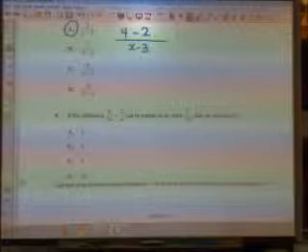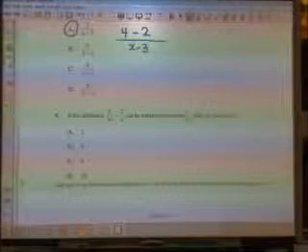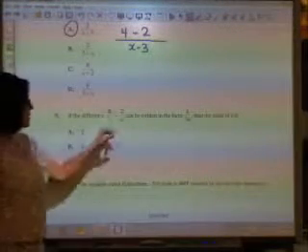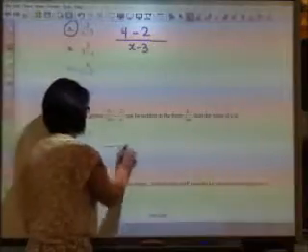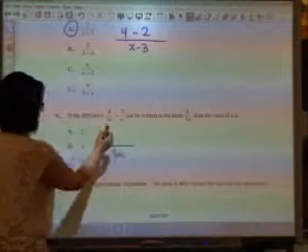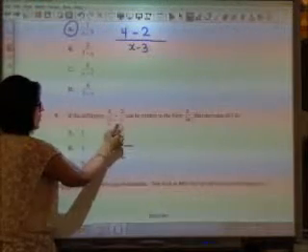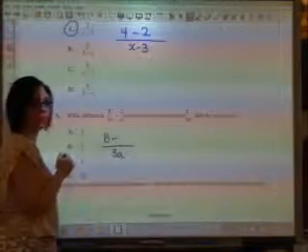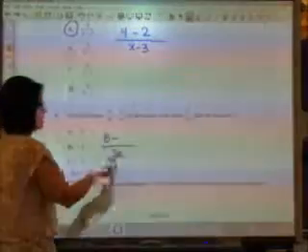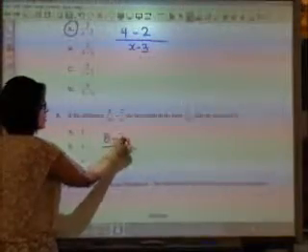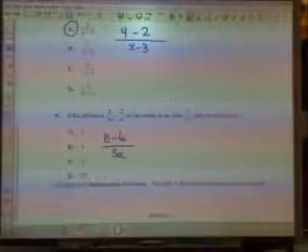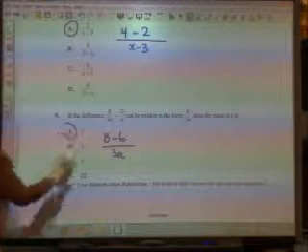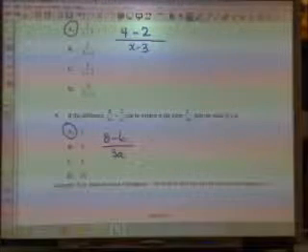Question number 9, if the difference between these two rationals can be written in the form of k over 3a, what is the value of k? So what's my common denominator? 3a. So the 8 wouldn't change, but what do I have to multiply the second rational by? 3. So I multiply the bottom by 3, multiply the top by 3, and what's 8 minus 6? 2. So I get another A value.